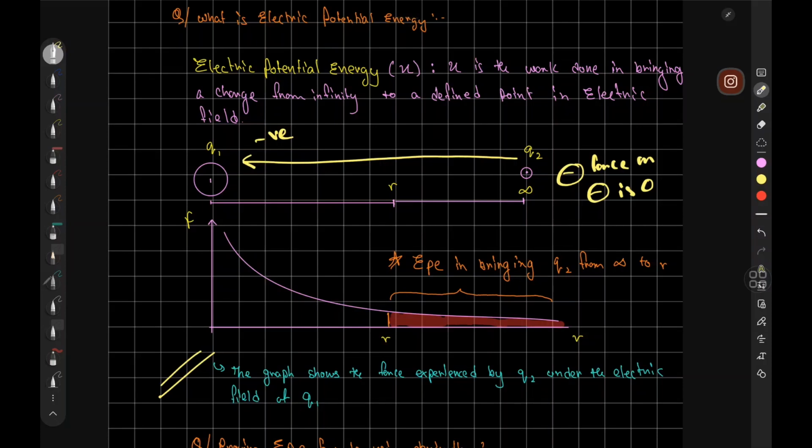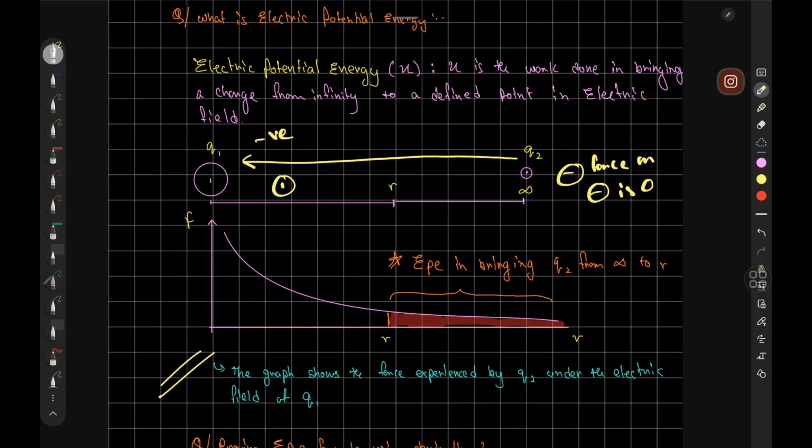So let's say at infinity the force is 0, so its potential energy is also 0. Since it's not feeling any tug, right? Its potential energy is 0 at infinity. So why is it becoming negative, being an attractive force, when it comes closer to q1? Why is it becoming negative, right? The reason is, let's say q2 is placed over here, right?